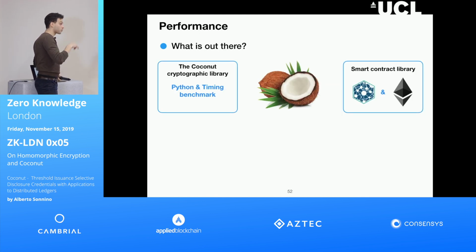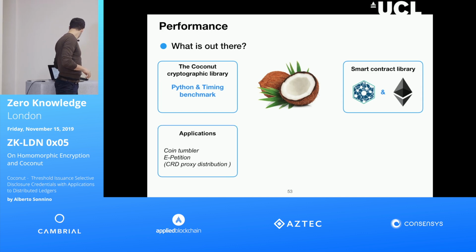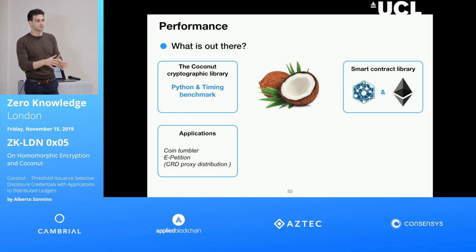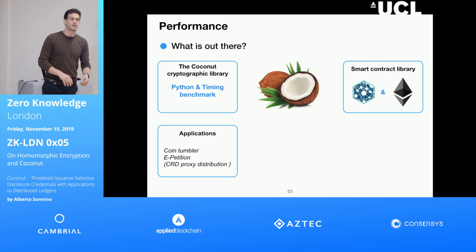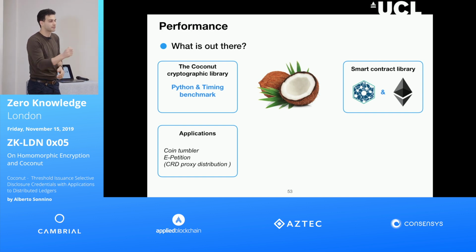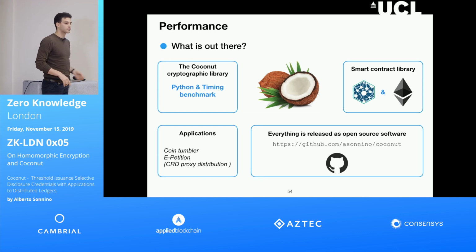So, we built a smart contract library for Ethereum and Chainspace, and those applications: the coin tumbler, the e-petition, and we also added another one, which is the censorship-resistant distribution of proxies that leverages those credentials to prevent censorship at the level of the proxy, basically. And it's on GitHub and open source if you're ever interested in that.